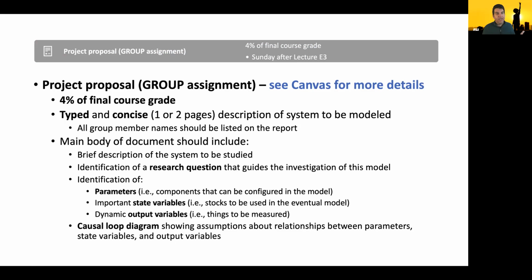I'm not looking for a stock and flow diagram. I'm not looking for a simulation output or anything. I'm just looking for you showing me the relationships that you think are likely there and that are going to be important for you to model when you build that stock and flow diagram.